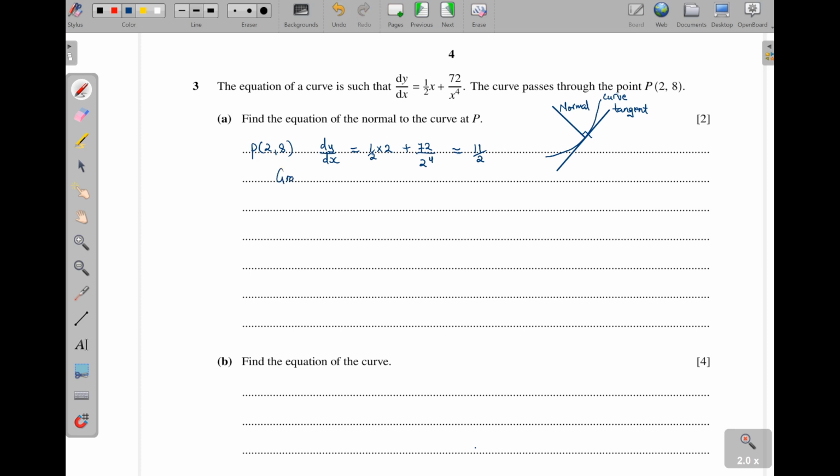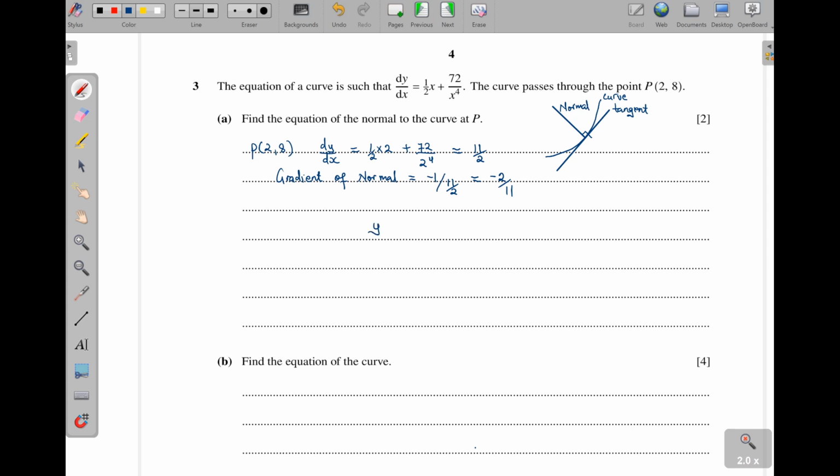So gradient of the normal, since these are perpendicular lines, gradient of normal shall be equal to -1 divided by gradient of the tangent. Remember, for perpendicular lines, m1 times m2 is equal to -1. So if you have gotten m1 as the gradient of the tangent, then m2 is going to be the gradient of the normal. So you just say -1 divided by that gradient of the tangent. Which will give us -2 out of 11.